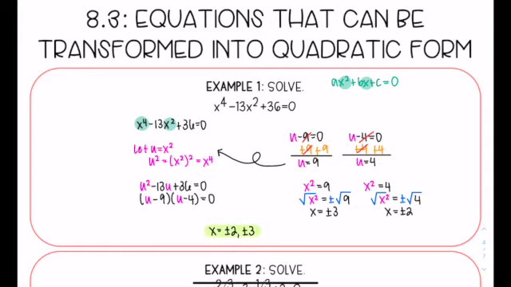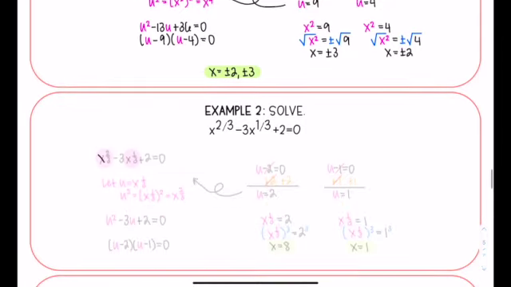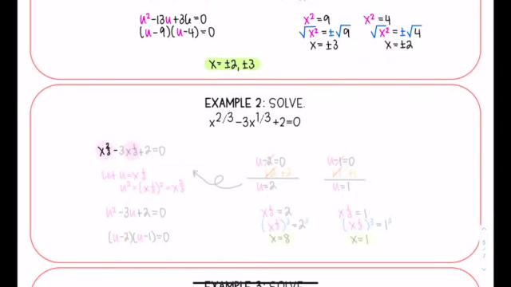Let's go ahead and try another one. We have x to the 2/3 minus 3x to the 1/3 plus 2 equals 0. So again, looking at that middle variable, x to the 1/3, and x to the 2/3 is double that. So I'm going to let u be x to the 1/3, and so that means u squared would be x to the 1/3 squared, but when I multiply that together, I just get x to the 2/3.